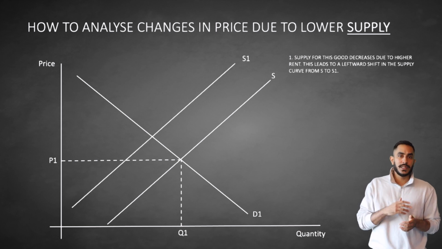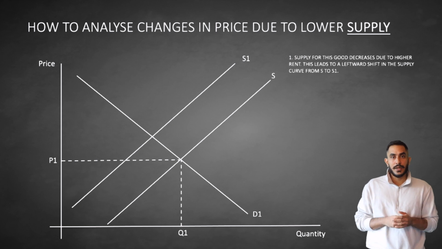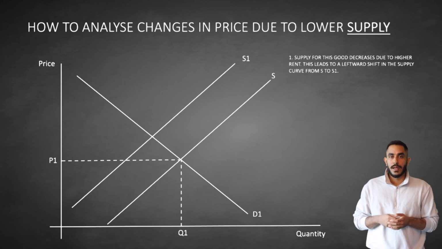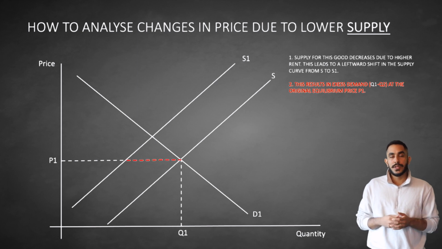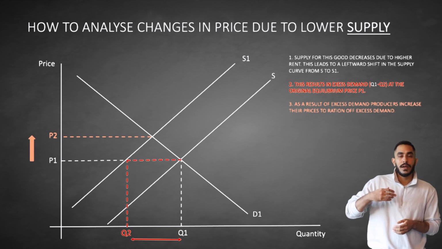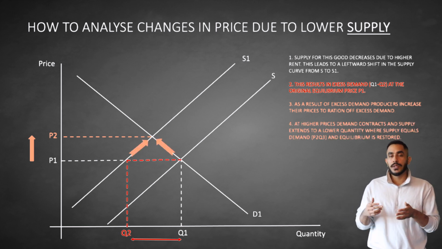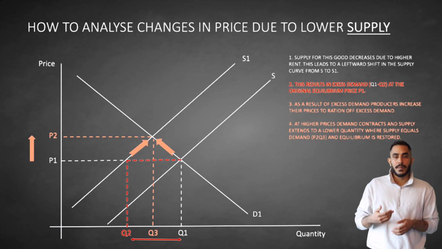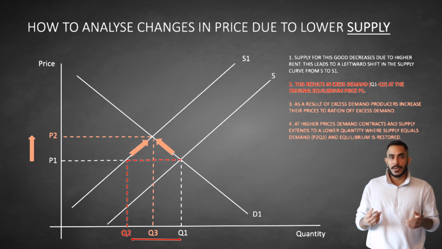This leads to a decrease in supply or a leftward shift in the supply curve from S to S1. The leftward shift in supply will lead to excess demand at the original equilibrium price of P1. Excess demand will be equal to Q1 minus Q2. As a result of this excess demand, producers will now increase their prices in order to ration off the excess demand for this good or service. At the higher price of P2, demand will contract and supply will now extend to a lower quantity where supply and demand are equal and equilibrium is restored.